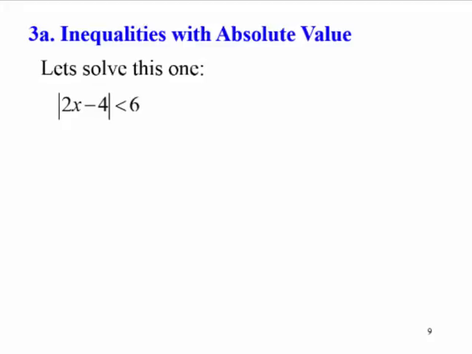Let's solve this one. Well, we have 2x minus 4 has got to be less than 6, but it has to be greater than minus 6 at the same time. So we can add 4 to both sides. It's less than 10. And if we add 4, that'll be greater than minus 2. Now we can divide both sides by 2. X would be less than 5, but greater than minus 1.